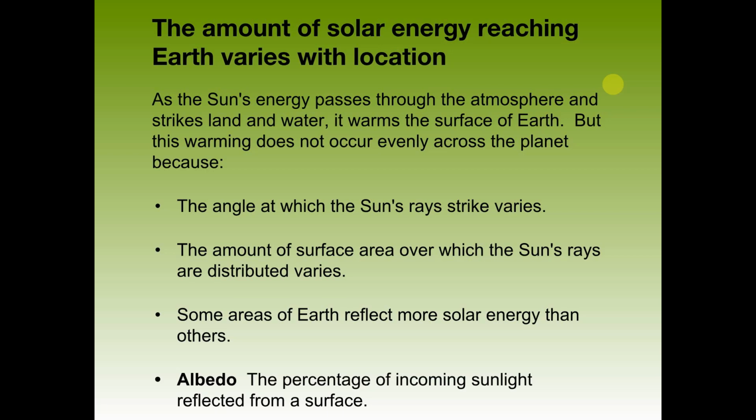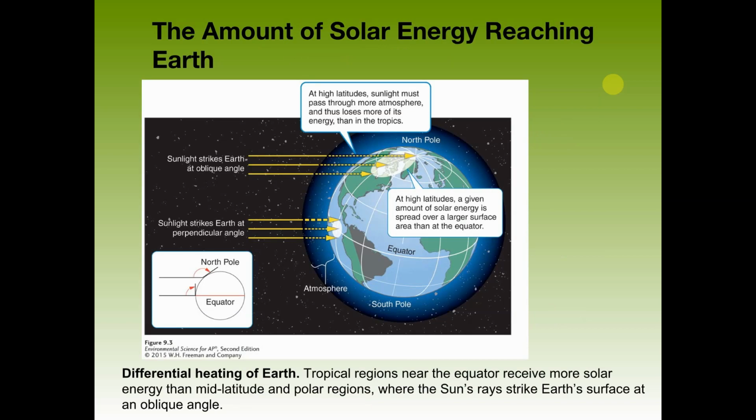So unlike some people think, the Earth is not flat. If the Earth was flat, we would get an even level of heating, but we are not Kyrie Irving, so the Earth is a circle, and this means that we get different angles at which the sun's rays strike. The amount of surface area over which the sun's rays spread varies as you go to different latitudes, and some areas of the Earth reflect more energy than others, and this is something called albedo, which we'll talk about in a minute.